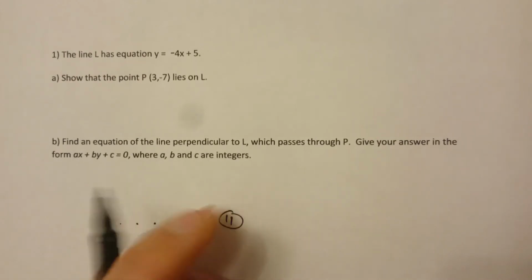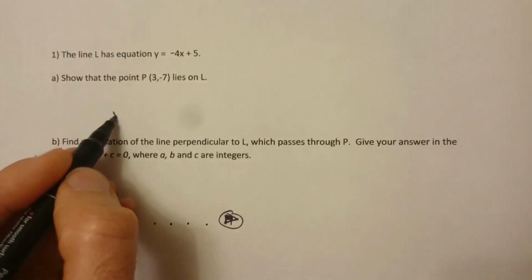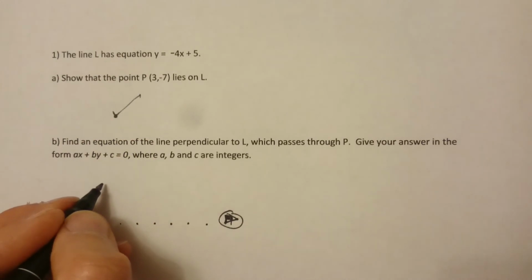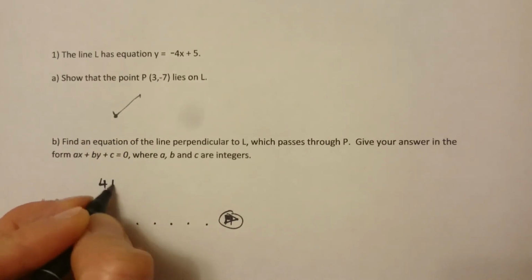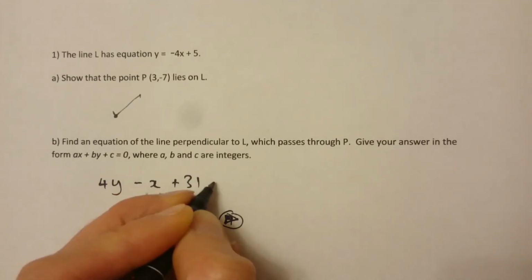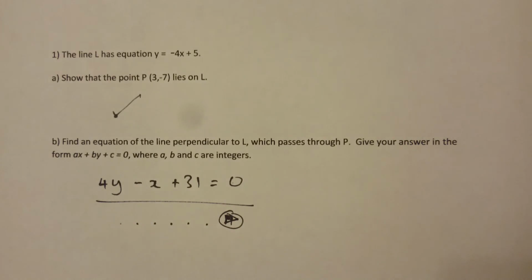And hopefully, there we go, we're off again. You should have found that point P does indeed lie on that line, and the equation of this line is, I think, 4y minus x plus 31 equals 0. So well done if you got that, and I will see you next week.